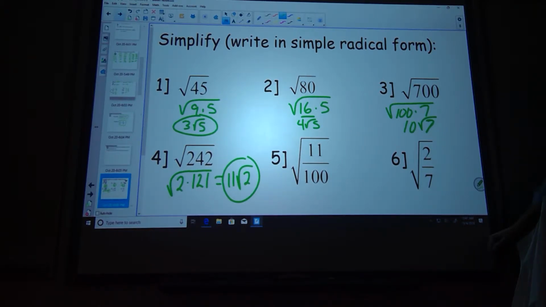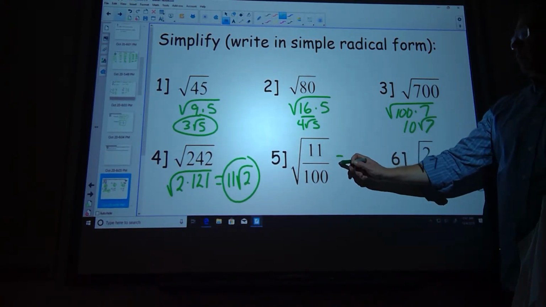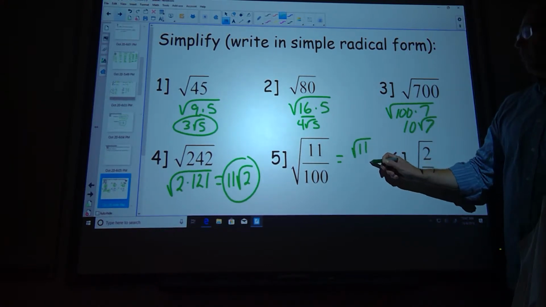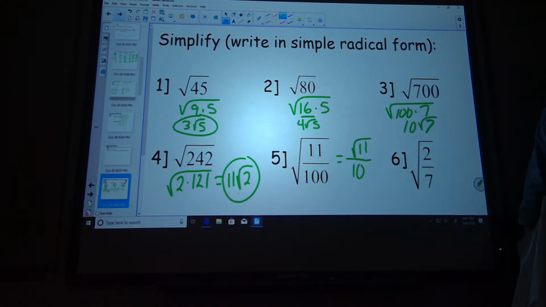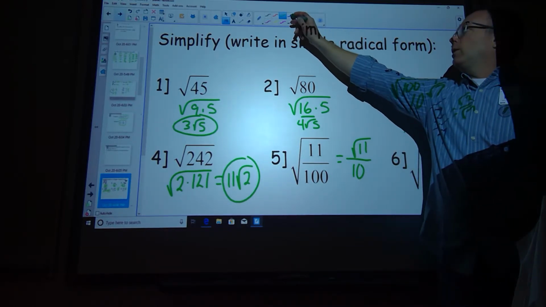This one, we can't have the radical on the bottom, but we're lucky that the bottom is a perfect square, so I just get this. But then we get to this one. This is the one that you want to make sure you know how to do. This is the same thing as root 2 over root 7. Agree?